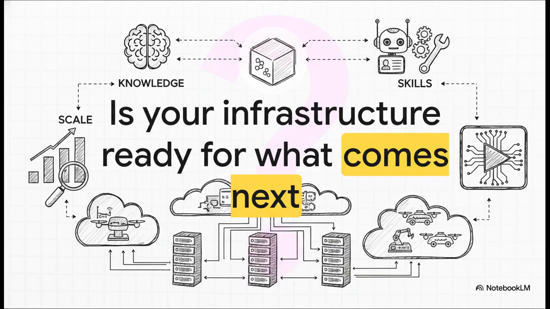So I'm going to leave you with this question. Your agent might be able to write some pretty good code today, but have you actually built the underlying platform to manage its identity, its knowledge, and its skills at scale? Is your infrastructure really ready for what's coming next in the world of autonomous systems?